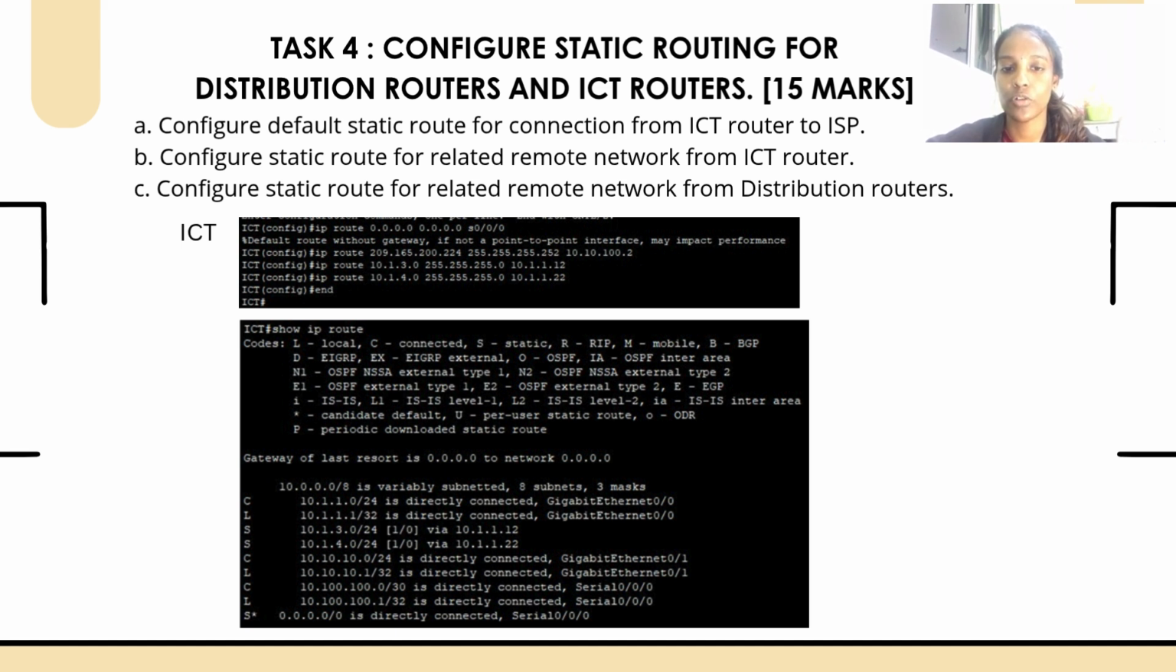Similarly, to reach the network on floor 2, we also configure the IP route 10.1.4.0. The subnet mask will be 255.255.255.0, 10.1.1.22.